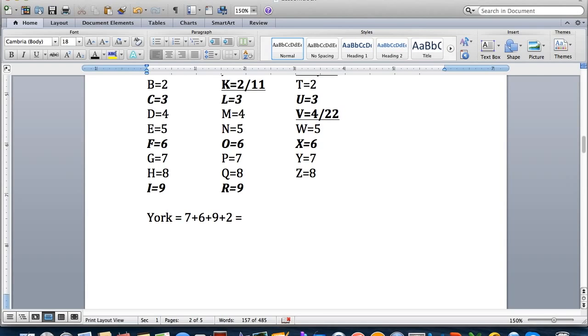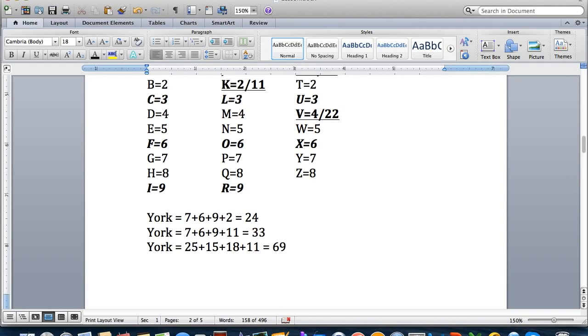7 plus 6 is 13. Plus 9 is 22. Plus 2 is 24. If we do York with the K exception, it sums to plus 9 more, 33. And if we just do simple English gematria, I want to show you this true secret so you can see how the check works. It sums to 69.